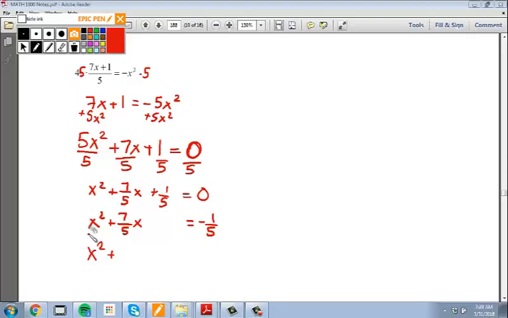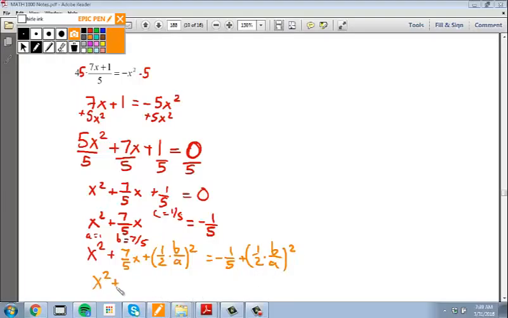Then I have my A is 1, my B is 7/5, and my C is actually the 1/5. So I guess I should have done that before I subtracted it. But we don't use the C anyway. Remember that all we use here is going to be the 1/2 B over A squared on each side. So C isn't even a part of this.